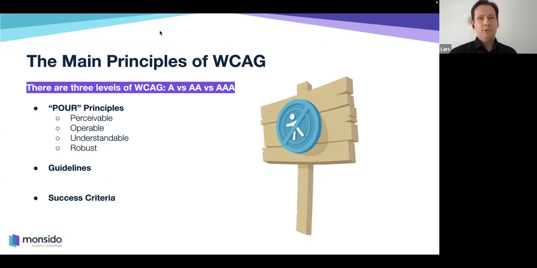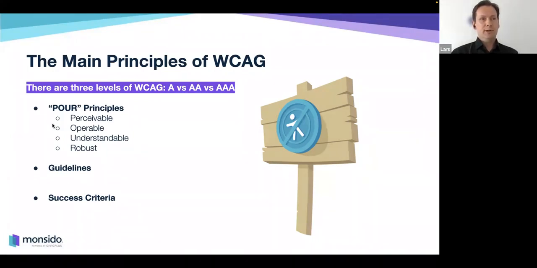And then the other way we can slice this WCAG standard is that we have three layers. On top, we have four principles. Under that, we have some guidelines, and then at the bottom, we have some success criteria. The success criteria at the bottom is really what we are testing for. So when we measure whether our website conforms to WCAG, it's these success criteria that we are looking at.